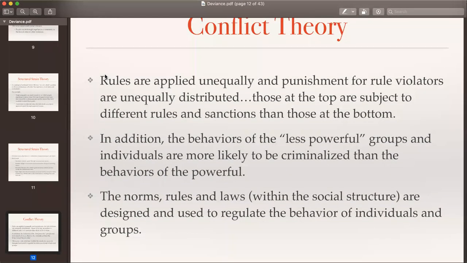Then we look at conflict theory. And if you recall, conflict theory, unlike structural functionalism, is this idea that there's a continuous struggle for limited resources, that there is social inequality within our society, where we have the haves and have-nots, according to Karl Marx, the bourgeoisie and the proletariat. And in conflict theory, the rules are applied unequally, and the punishment for rule violators is unequally distributed. Those at the very top have a different set of rules and sanctions than those at the bottom. The behaviors of the least powerful within our society are more likely to be criminalized than the behaviors of the most powerful.